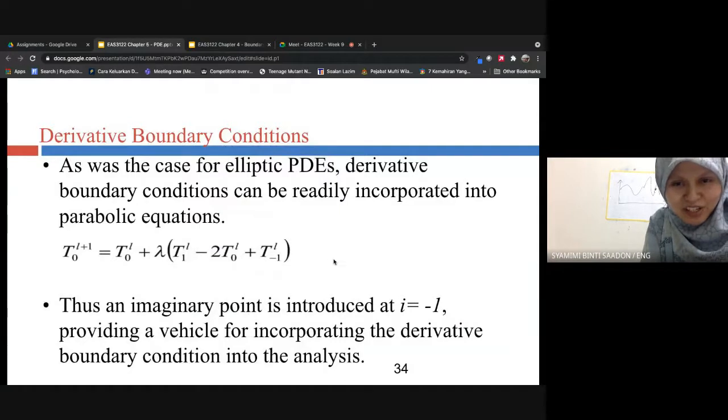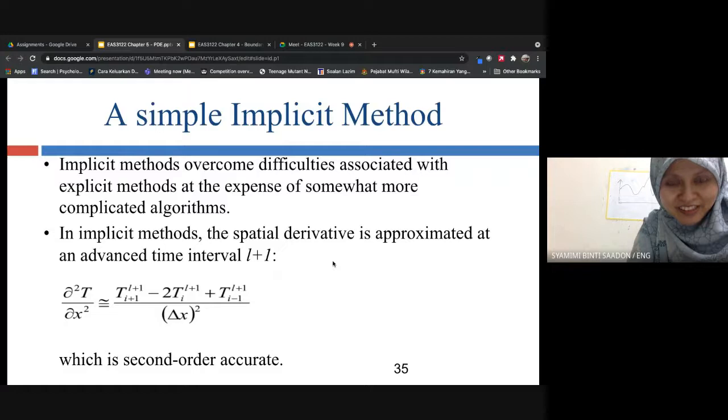Okay, what else? Derivative boundary conditions, not very important. Okay, implicit method. Just slightly different. In implicit method, not explicit method.